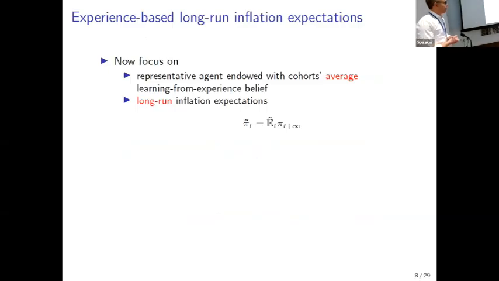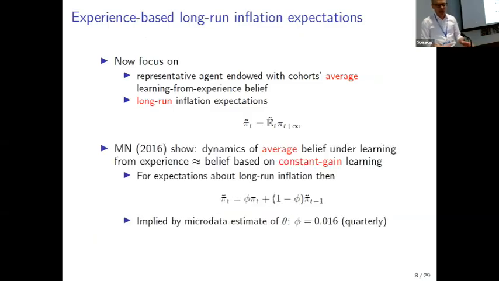And the second simplification I'm going to make is I'm going to ignore shorter run dynamics. I'm just going to focus on long-term inflation expectations, which I'm going to label pi tilde here. I'm also going to focus just on slow-moving secular dynamics, and I'm not going to have much to say about shorter run dynamics. All right. Now, about these long-term inflation expectations and the dynamics of the average belief, there's something that we already showed in our earlier paper, Ulrike and I, that in this case, for the average belief, the dynamics actually become very simple, and particularly simple for the dynamics of the belief about long-run inflation.